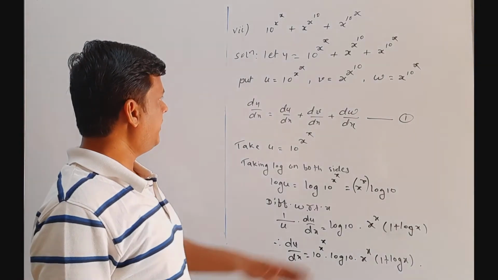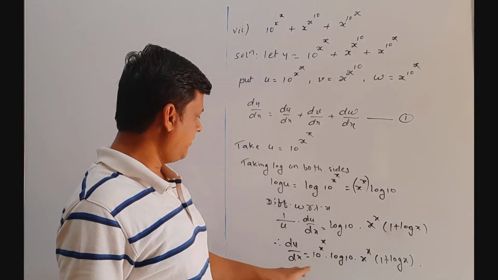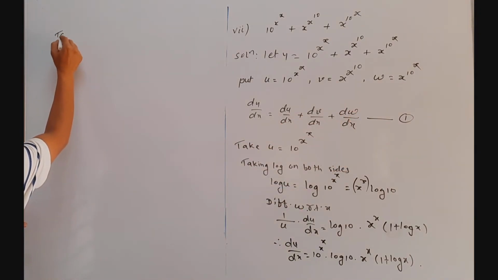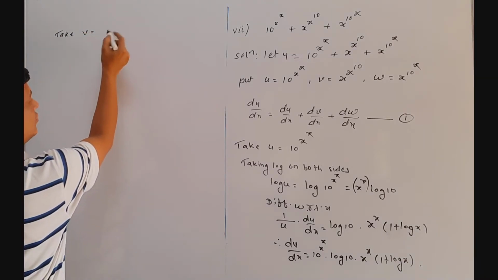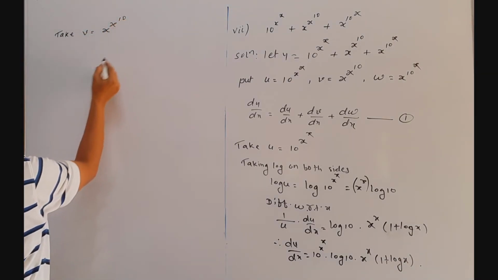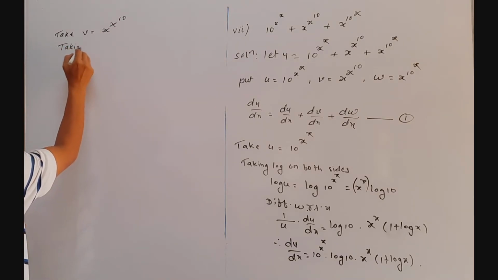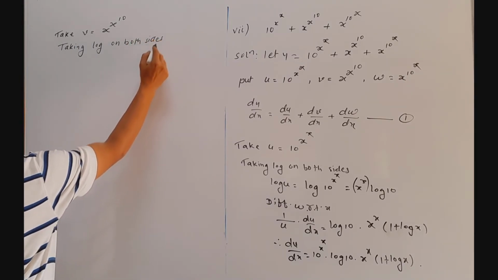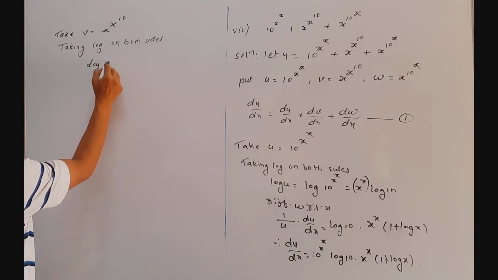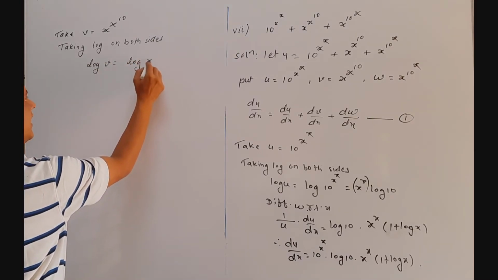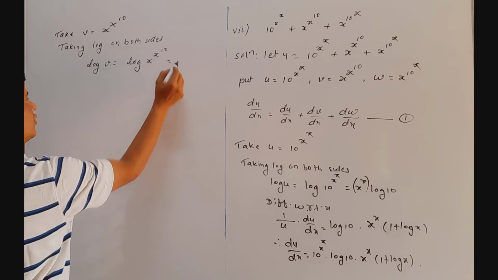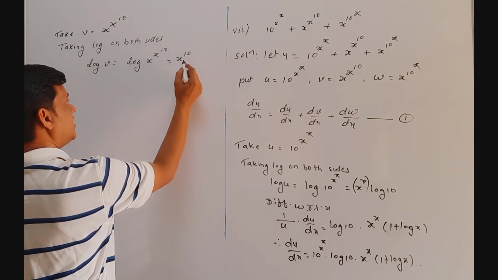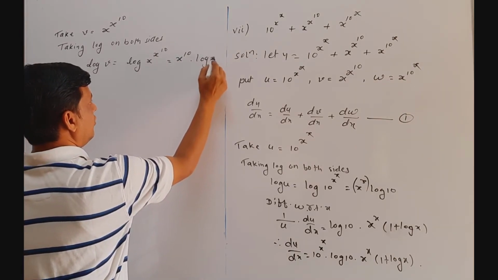Then we find the derivative of v with respect to x, that is dv by dx. So right here, take v equals x raised to the power x raised to the power 10. Taking log on both sides, we get log v is equal to log of x raised to the power x raised to the power 10. Using the property of log, we write this x raised to the power 10 in multiplication. So x raised to the power 10 into log x.